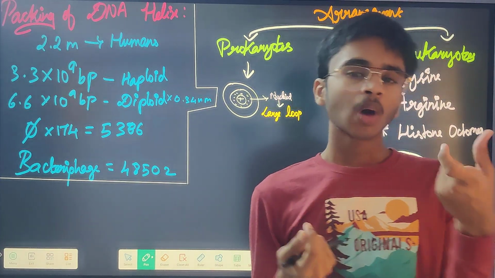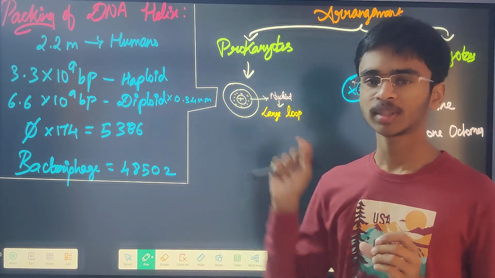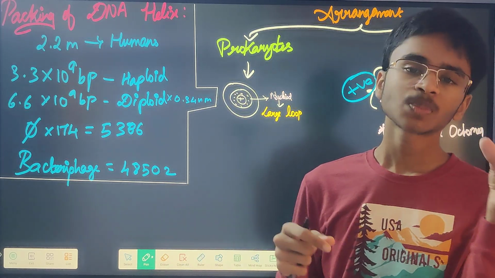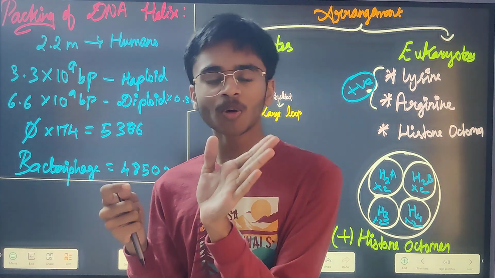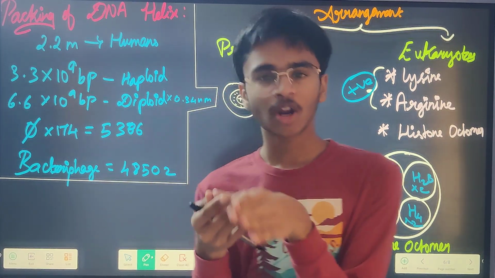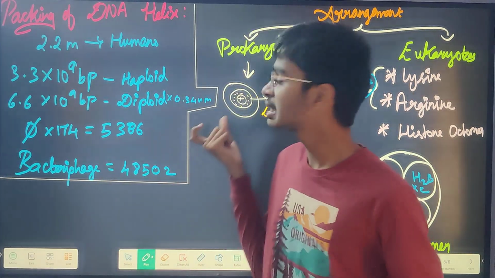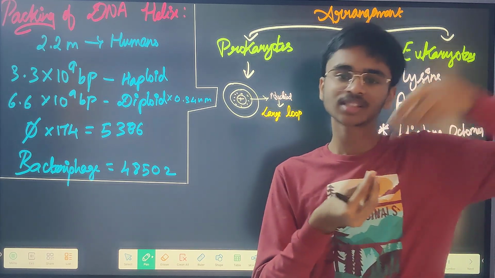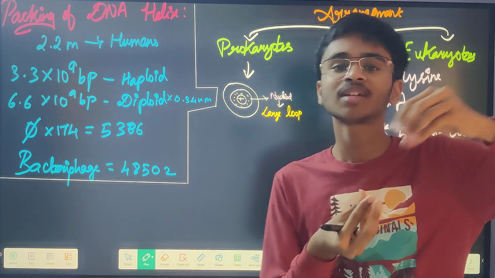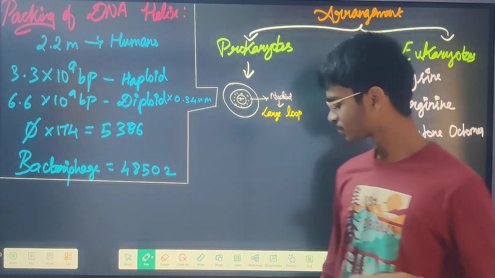Now the distance between each base pair is 0.34 nanometers, right? So when you multiply 6.6 into 10 to the power of 9 by 0.34 nanometers, it gives you 2.2 meters. This is the length of all the DNA, all the chromatin, all the genetic material if you stretch it out in the form of a thread.